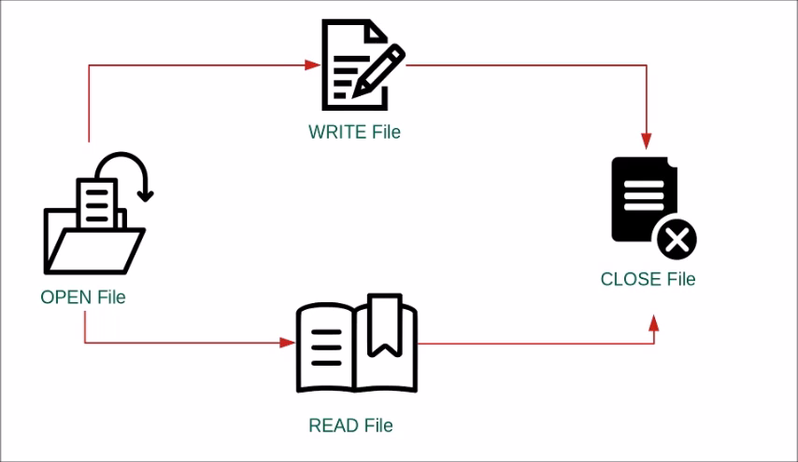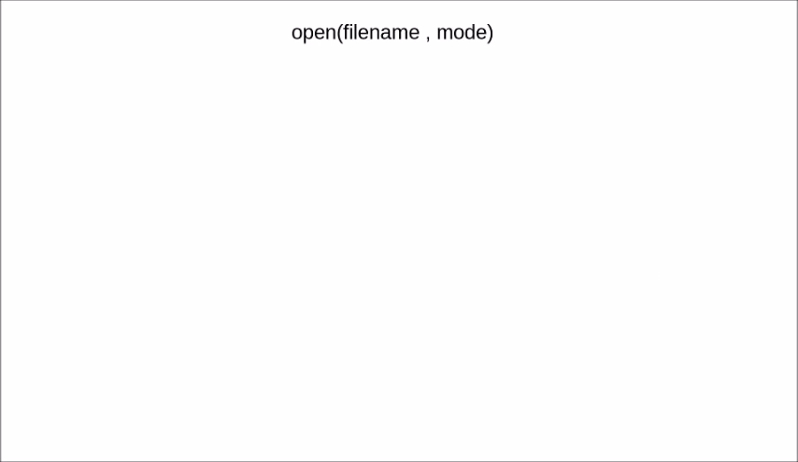So let's look at the functions that will enable us to implement these things in Python. Open is a built-in function provided in Python for opening a file. What parameters does it take? The first parameter is the file name, which I will describe in much more detail. And the second is mode. I will explain both of those parameters.